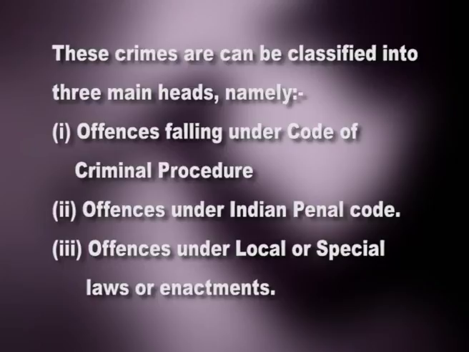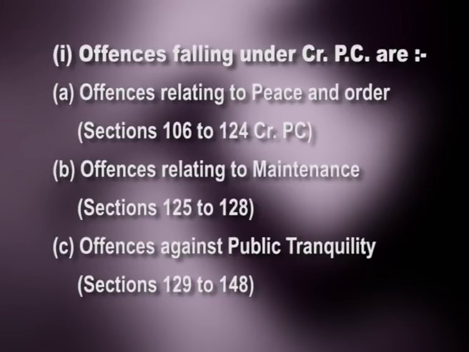The First Schedule of the CrPC gives the classification of the offences of the IPC into cognizable and non-cognizable categories. These crimes can be classified into three main heads, namely offences falling under the Criminal Procedure Code, offences under the Indian Penal Code, and offences under local or special law. Now we will deal with offences falling under the CrPC or Criminal Procedure Code. Offences related to peace and order, that is Section 106 to Section 124 of CrPC.